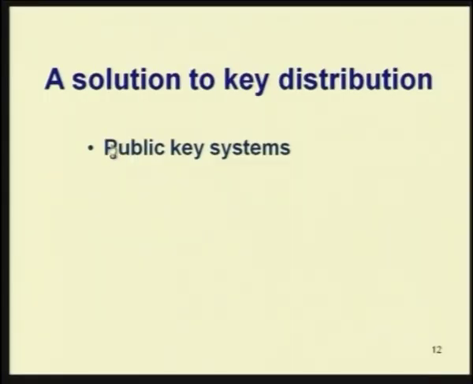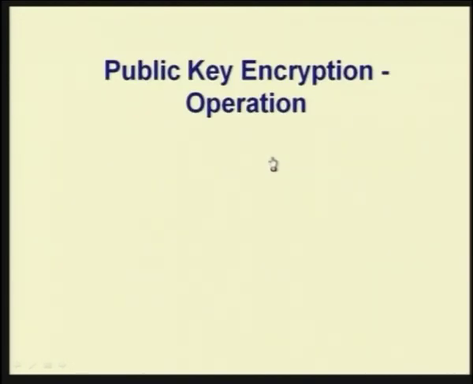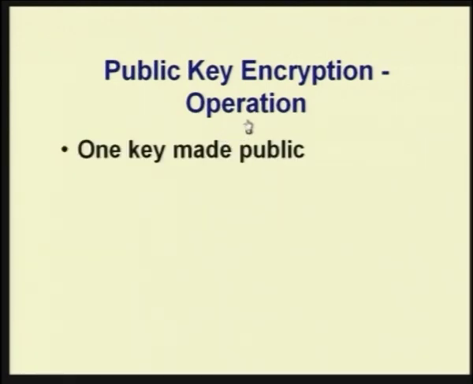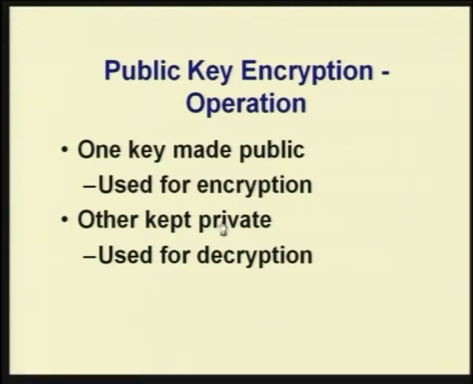Now, one of the solutions to this key distribution problem is the use of public key systems. Now, we will take a look at what we mean by a public key system. In public key systems, or what we call public key cryptography, the operation is as follows. We have again an encryption and decryption process. In this process, one key is made public, that is, it is made known to all, and this key could be used for encryption. The other key is kept private, and that is used for decryption. So, we are talking about two keys here, one public key and one private key.